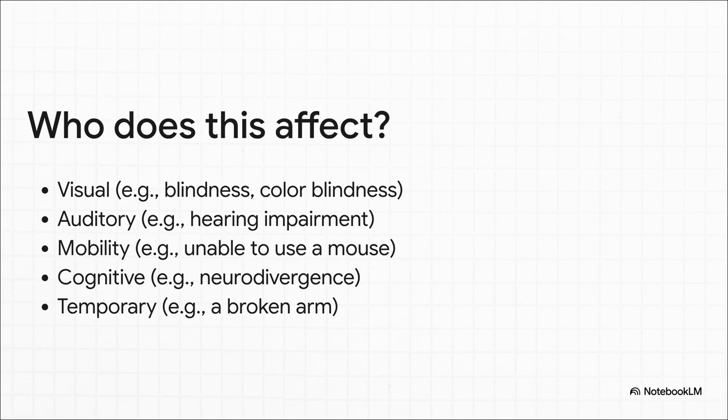Yeah, it includes visual impairments like blindness for sure, but it also covers auditory issues where you need captions, or mobility challenges where you rely only on a keyboard. And think about this, it even includes temporary things like trying to use your phone one-handed because you're holding a baby. The bottom line is accessibility helps pretty much all of us at some point in our lives.